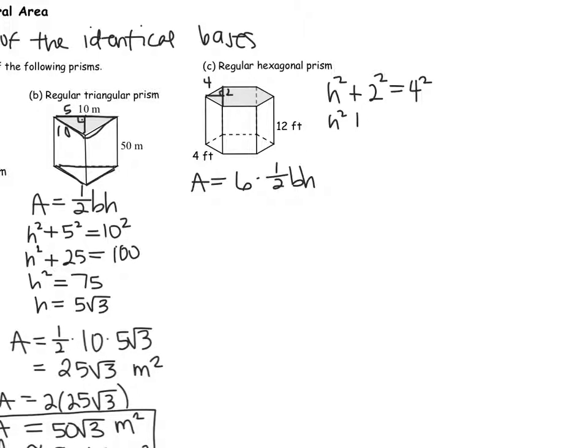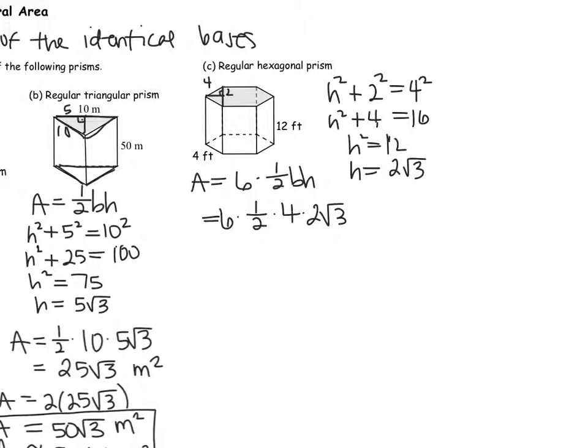So the height squared plus 4 equals 16. So when we subtract 4, we get that the height squared equals 12. So when we take the square root, we get that our height is 2 square root 3. So now when we go to find the area, we have 6 times 1/2 times our base 4 times our height 2 square root 3.